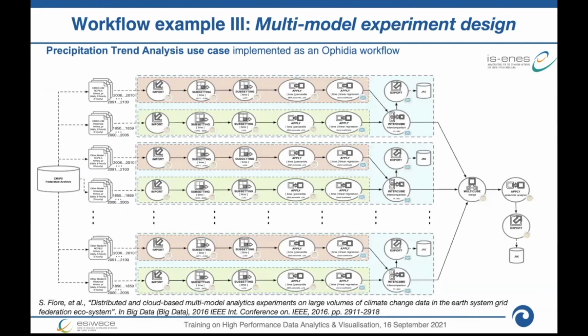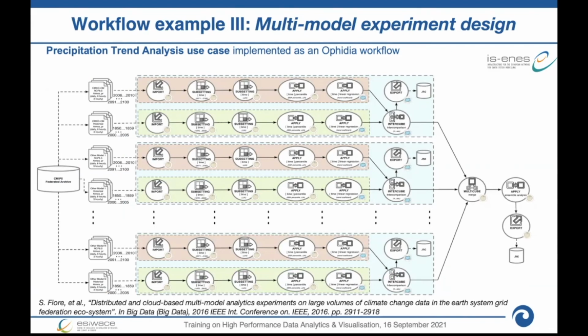As a third example, we also implemented a multi-model climate analysis as an Ophidia workflow. And this example shows the precipitation trend analysis. The diagram represents just a graphical high-level view of the workflow. In this case, the circles represent the Ophidia operators, while the lines are the dependencies. This is just a logical view, a high-level view of the workflow, highlighting the main operators.